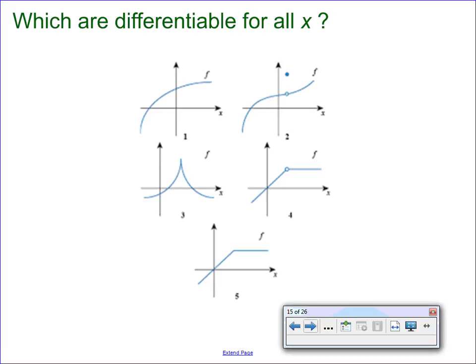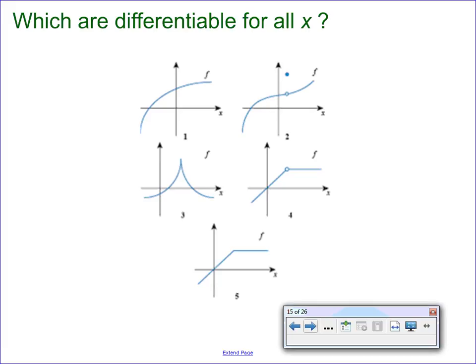I hope you're taking this opportunity to quietly check with your partner so that you don't think I'm picking on you. I'm picking on you and your partner when I'm calling you. Don't need to be singled out. Which of these are differentiable for all x?